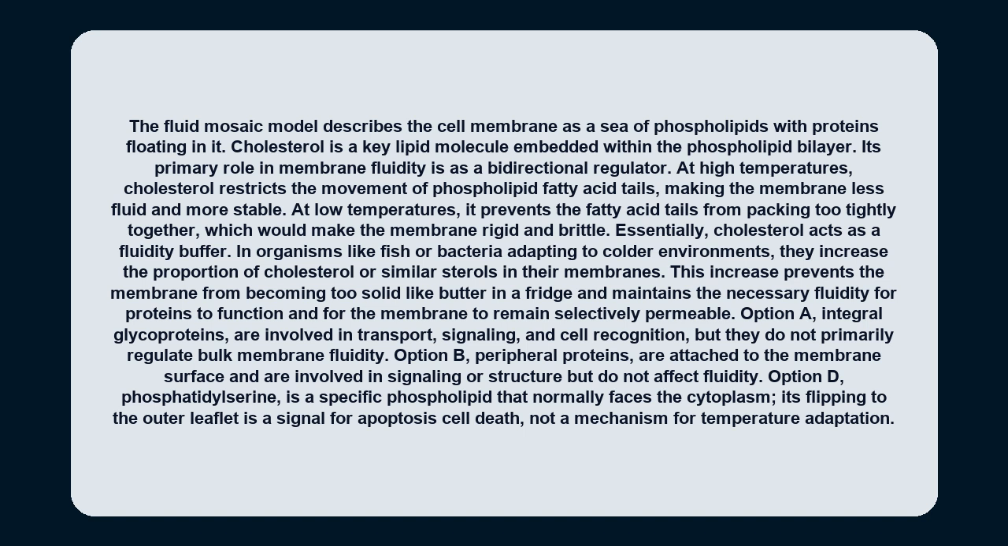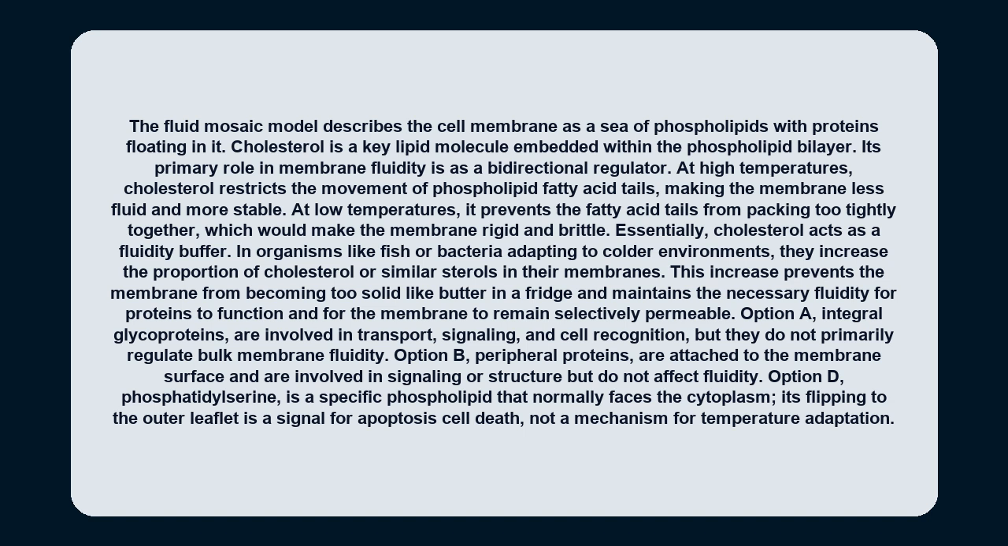In organisms like fish or bacteria adapting to colder environments, they increase the proportion of cholesterol or similar sterols in their membranes. This increase prevents the membrane from becoming too solid, like butter in a fridge, and maintains the necessary fluidity for proteins to function and for the membrane to remain selectively permeable.